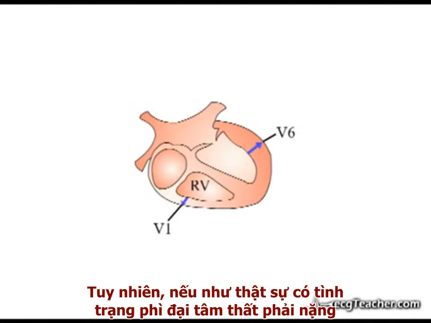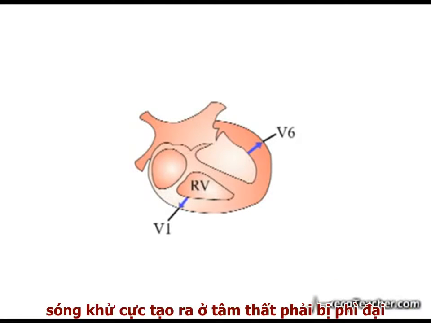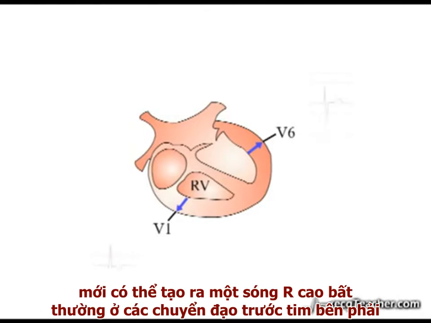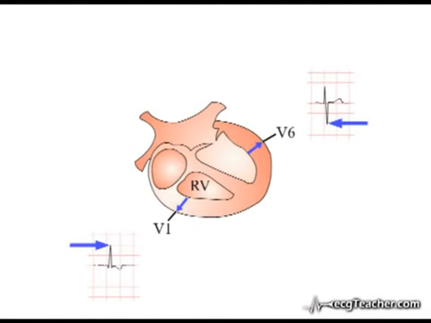However, in the presence of gross RVH, when the RV wall has increased to at least twice its normal thickness, the depolarizing voltage generated in the enlarged right ventricular muscle mass can produce abnormally tall R waves in the right-sided chest leads and persistent large S waves in those on the left.